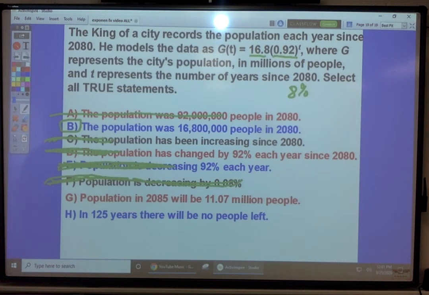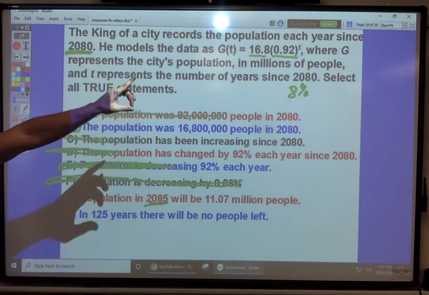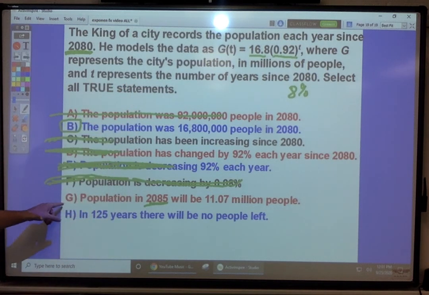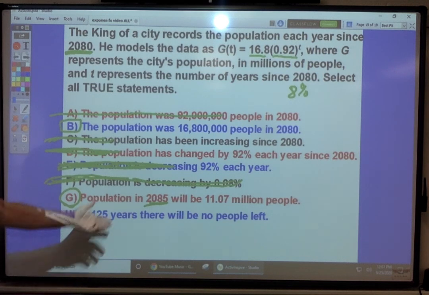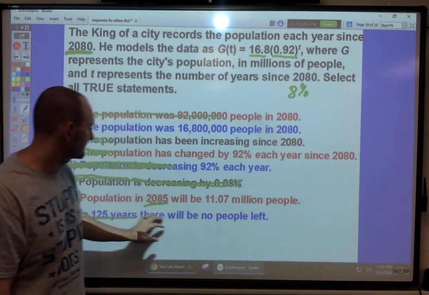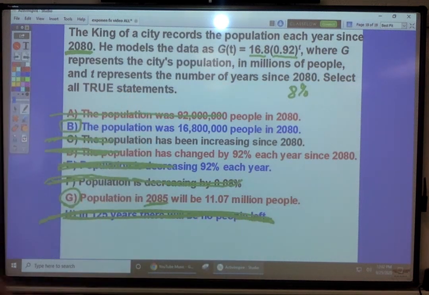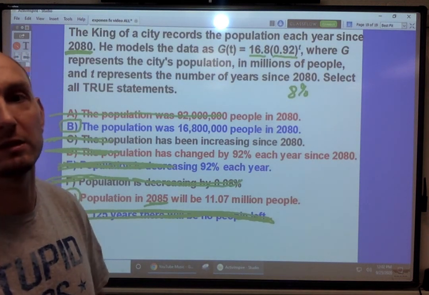So to answer that, this was the starting year. That's what I'm asking. We're going to plug a 5 in for T, and then we'll find out that is correct. They just rounded it. And in 125 years, there will be no people left. So we can plug in 125, and there will be some people still alive. So there are your two answers. It's just a quick review of exponential functions. Trying to get a little wordy, see how you do on everything.